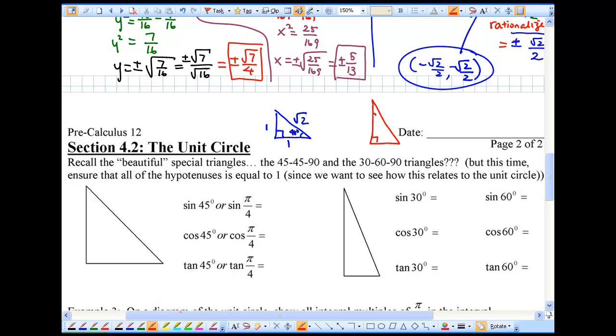Yeah, 30 on top, 60 in the bottom. This was 2, this was half of 2, and then the height was root 3. Okay, hope you remember that. If not, I showed it to you. Look back at your grade 11 notes.